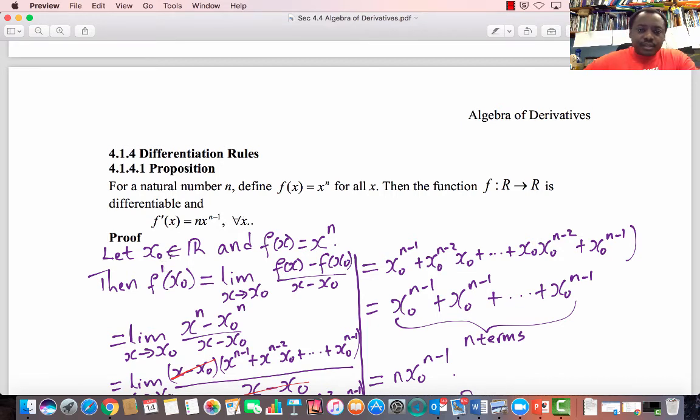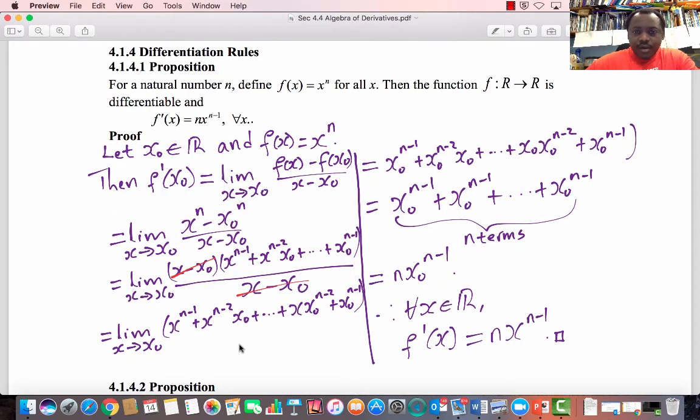We fix x naught in R, the set of real numbers. F of x is defined as x raised to the power n. So the first derivative of f at the point x naught is the limit as x approaches x naught of f of x minus f of x naught divided by x minus x naught. That is our definition. F of x, x to the n, f of x naught, x naught to the n, divided by x minus x naught. Recall, our goal is always to get rid of the denominator.